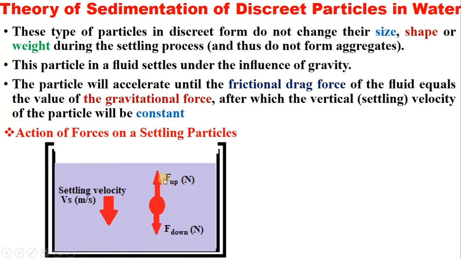Now let us look at the action of forces on a settling particle. You can see the upward force in Newton and the downward force in Newton. This upward force and downward force must be balanced for this settling velocity to take place. So if these upward and downward forces are equal and opposite, then the settling velocity will be attained and you see particles settling.